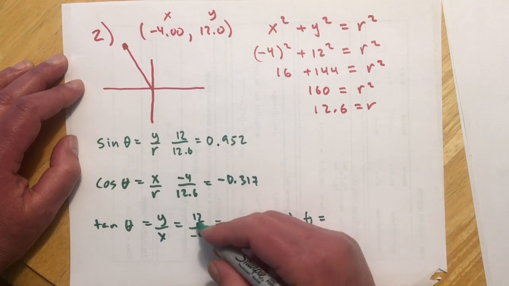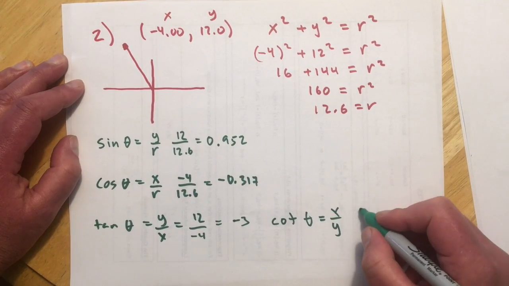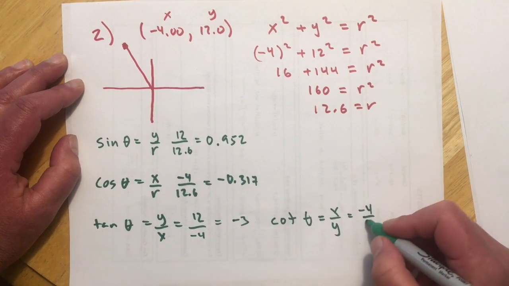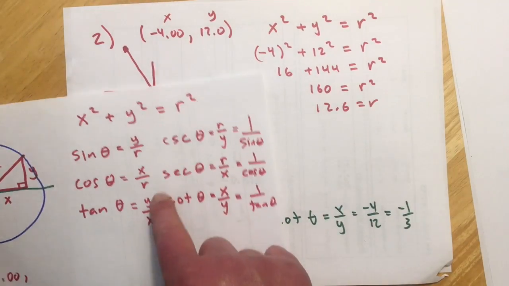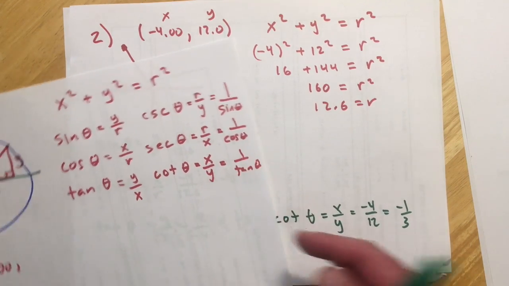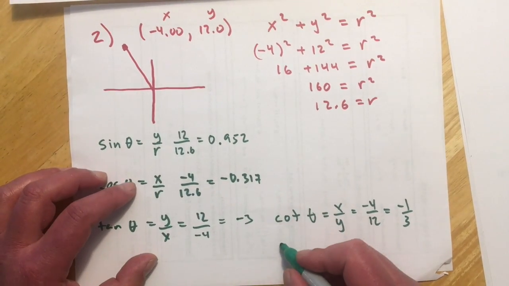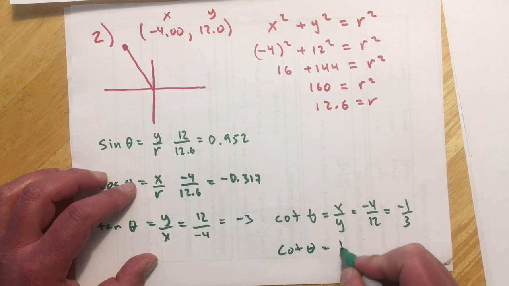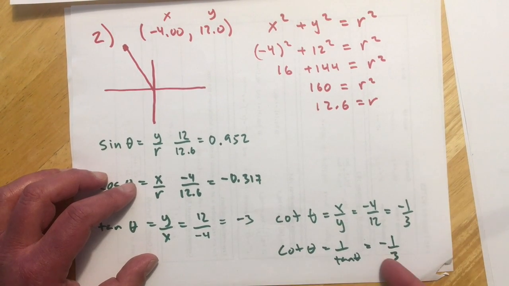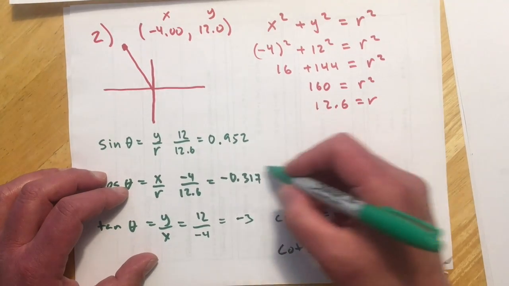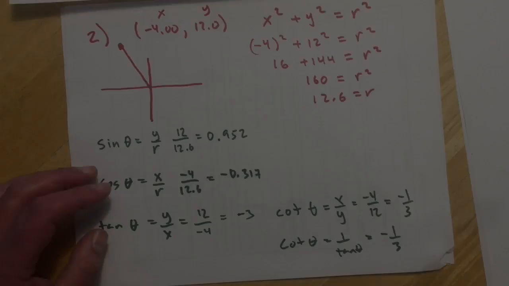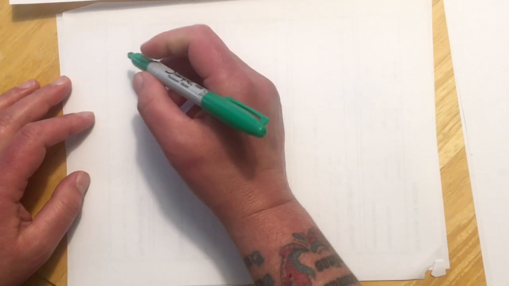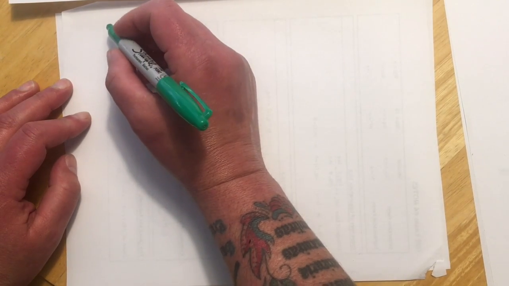Cotangent theta, I can think of it as x over y. So that would be -4 over 12, or -1/3. But remember that cotangent could be x over y or 1 over tangent. So I could have also just taken this answer and said cotangent theta is 1 over tangent theta, so that's -1/3 again, because that's our -3 down there. And so these you could just do 1 over this decimal, or you could flip the x and the y. Okay, number 8 is just finding the sine, cosine, and tangent of a given angle.